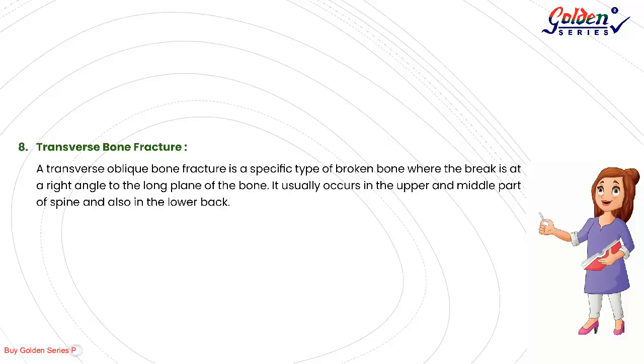Number 8. Transverse bone fracture. A transverse bone fracture is a specific type of broken bone where the break is at a right angle to the long plane of the bone. It usually occurs in the upper and middle part of spine and also in the lower back.